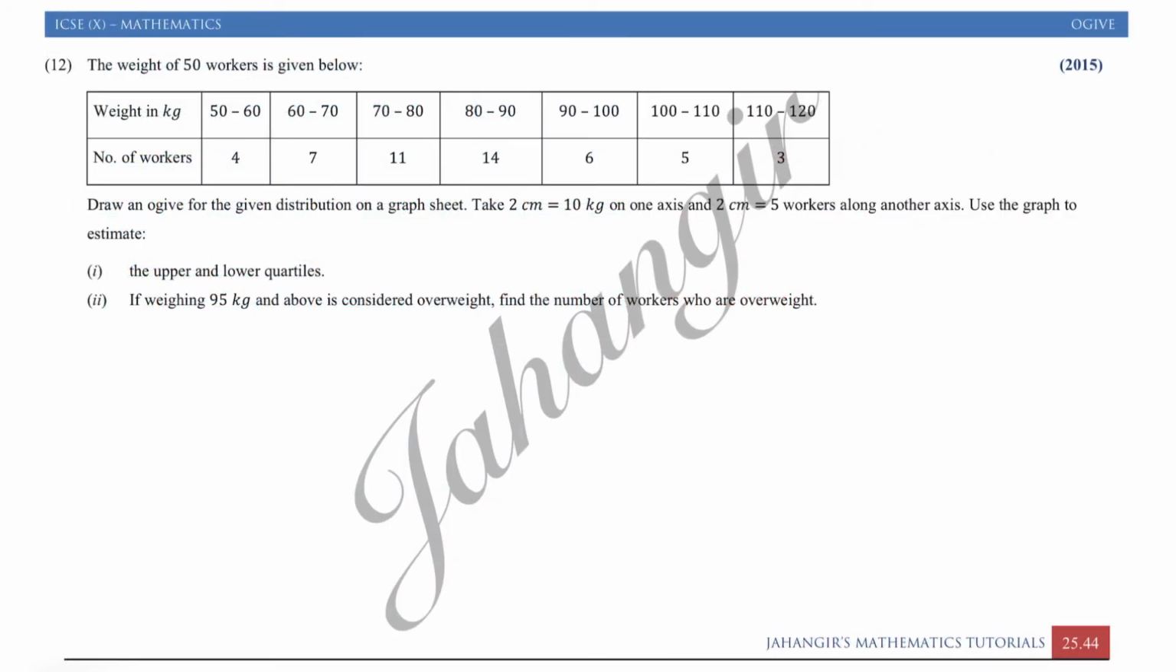Question number 12. Weight of 50 workers is given below. Weight starts from 50 and ends at 120 with a gap of 10 in between. And number of workers is 50. Draw an ogive for the given distribution on the graph sheet. Take 2 cm equal to 10 kg on one axis and 2 cm equal to 5 workers along another axis. Use the graph to estimate upper quartile, lower quartile. If weighing 95 kg and above is considered as overweight, find the number of workers who are overweight. It's a similar, same type of question.